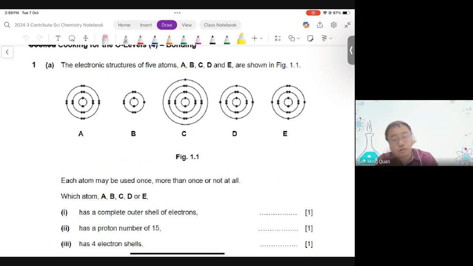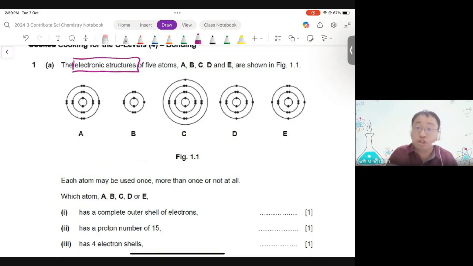The first thing you should do is recognize, okay, this is electronic structure. Electronic structure or electronic configuration means 2,8,1, 2,8,8, 2,7. This is an example of electronic structure. Okay, so if I were you, I would actually go and count and start writing. Of course, I'm assuming you will count properly, right? So I will count and start writing.